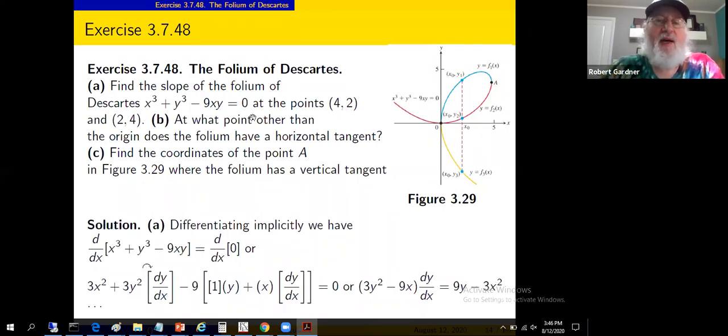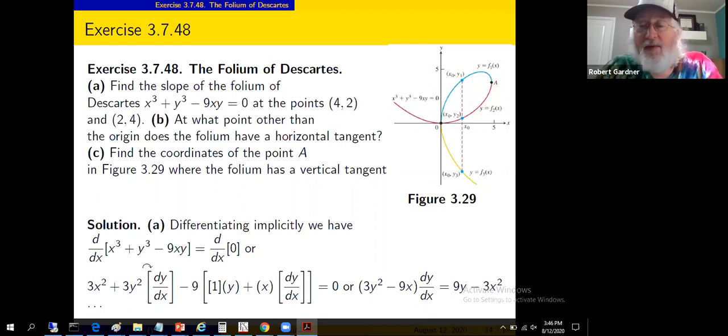Differentiate implicitly both sides of the equation. Should be routine by now. Differentiate x cubed with respect to x, 3x squared. Differentiate y cubed with respect to x, 3y squared, dy dx. Chain rule adds this in. Differentiate minus 9xy, treated as minus 9 times xy. Let's bring the minus 9 out front. Differentiating the product x times y requires the product rule. Derivative of the first, derivative of x is 1, times y, plus first, x, times the derivative of y with respect to x, equals 0.